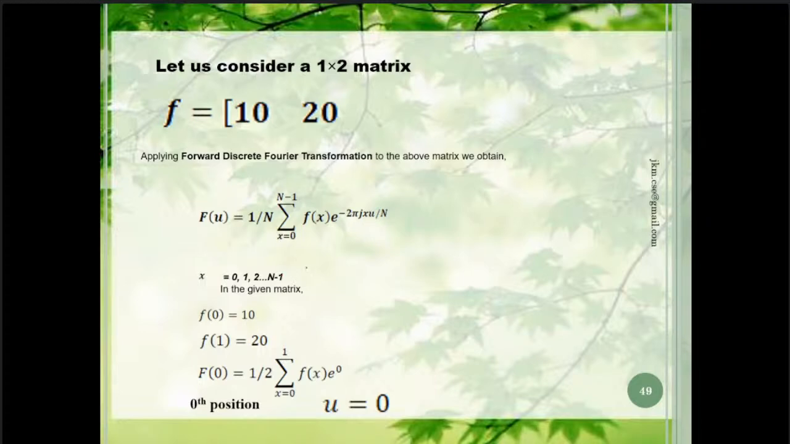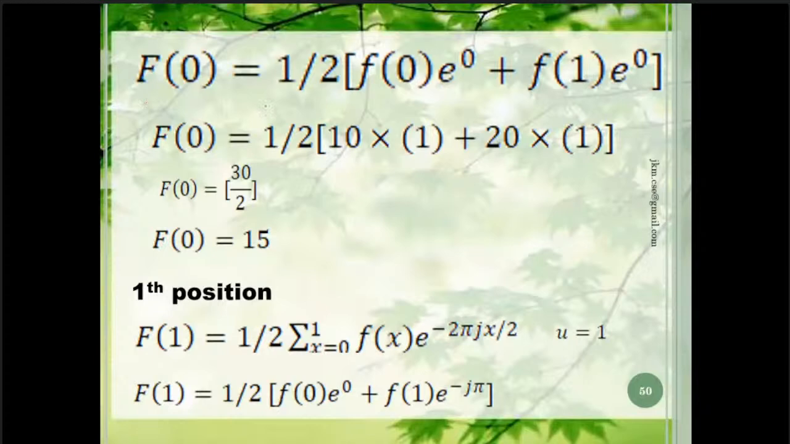If we put 10 and 20, f0 is 10, f1 is 20. When I am computing f0, I am putting this. You see, n is 2, 1 by 2 into fx e to the power 0, it is 0. So now at the 0th position you are computing f0. Ultimately f0 equals 15.